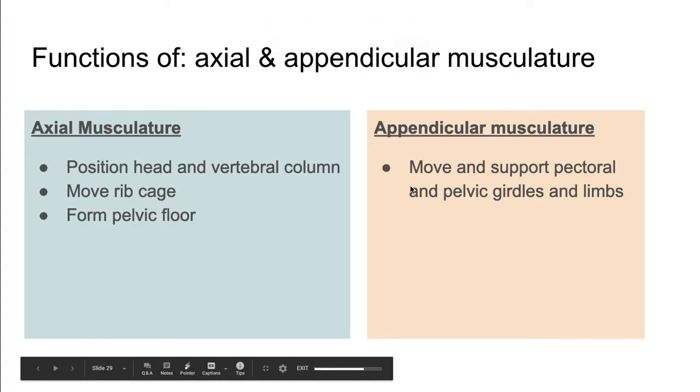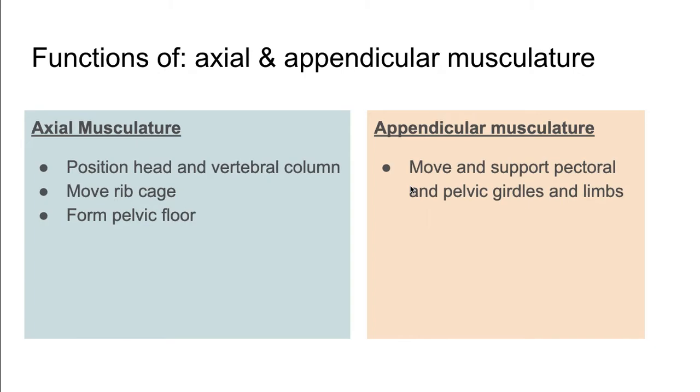Alright, so functions of axial and appendicular musculature. Remember, axial has to do with the head and the vertebral column. So it positions the head in the vertebral column and helps move your rib cage, as well as forming what we call the pelvic floor. Appendicular musculature deals with your appendicular skeleton. It moves and supports your pectoral and pelvic girdles, as well as your limbs, right? Because that's in your appendicular skeleton.